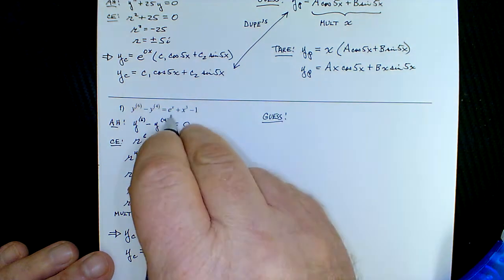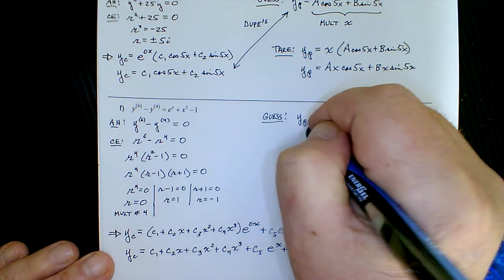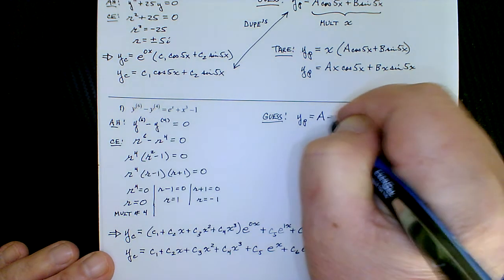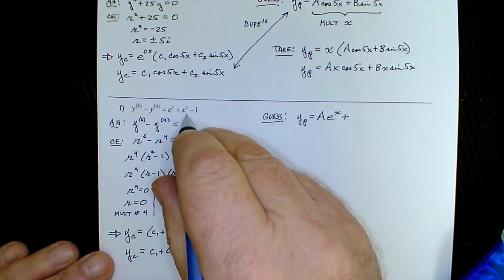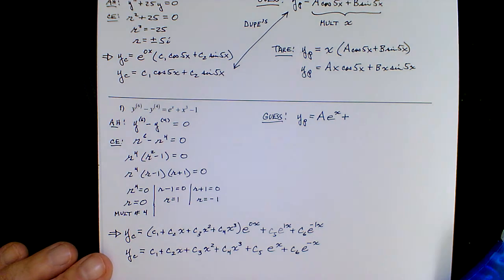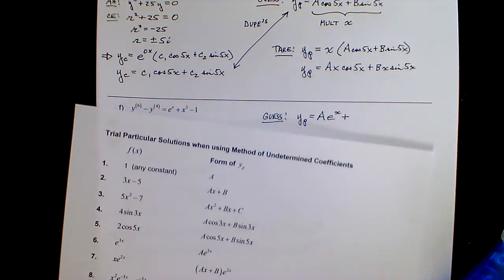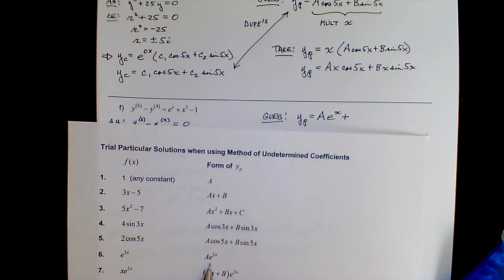Alright, so then we make our guess. And our guess, well, first off, for e to the x, we'd have to have an a e to the x. But then plus, for the polynomial part, x cubed minus 1. Okay, again, you could use your little cheat sheet. You get to do each part separately. So for the e to the x, it was like number 6.